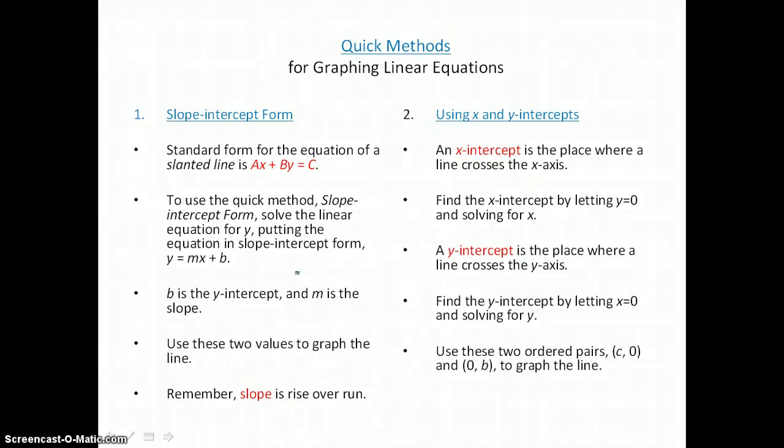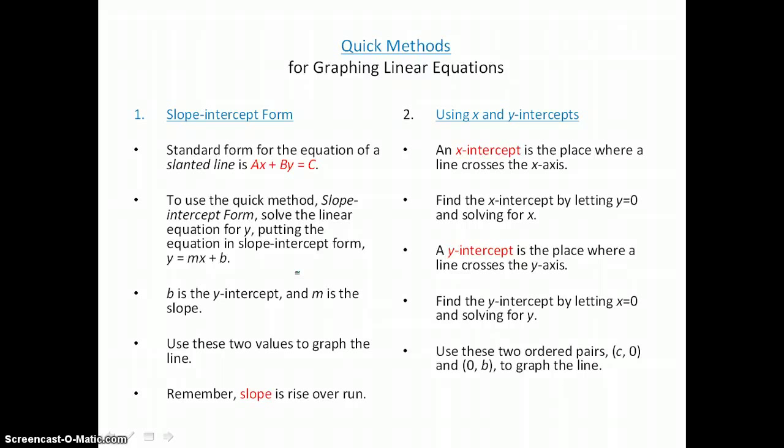Standard form for the equation of a slanted line is ax plus by equals c. To use the quick method, slope-intercept form, solve the linear equation for y, putting the equation in slope-intercept form, y equals mx plus b. b is the y-intercept and m is the slope. We can use these two values, m and b, to graph the line. And you want to remember that slope is rise over run.